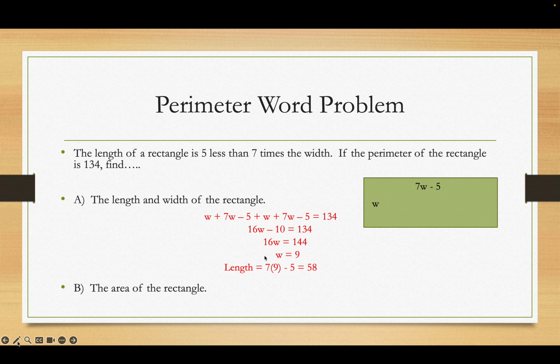Same side, same operation. That gives me 16W minus 10 is 134. Add 10 to both sides. 16W is 144. Dividing by 16, W is 9. To get the length, remember it's 7 times W, the width, minus 5.